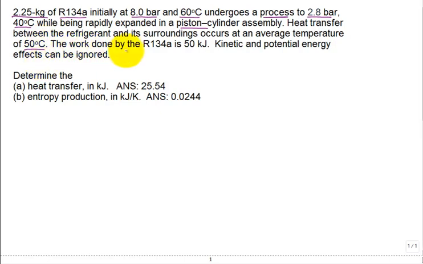The work done by the refrigerant is 50 kilojoules. Kinetic and potential energy effects can be ignored. Determine the heat transfer for the process, that would be Q 1 to 2, and then the entropy generation for the process. I'll sometimes write Sgen because it's hard to write a Greek symbol sigma, which the book uses, sigma 1 to 2. They don't use 1 to 2 for the subscripts, I just like to add that. So either one of those notations is good for me or you.